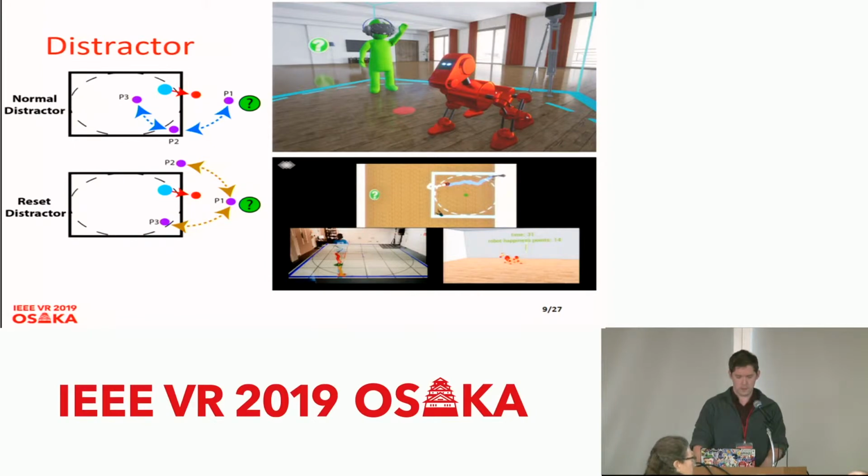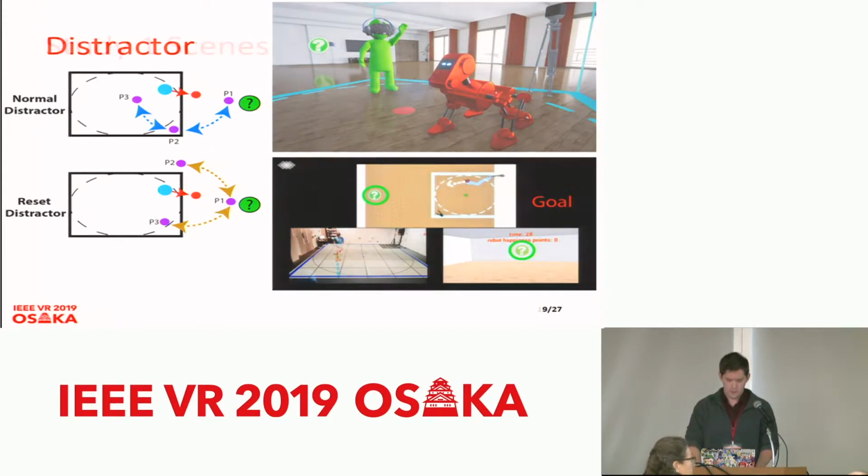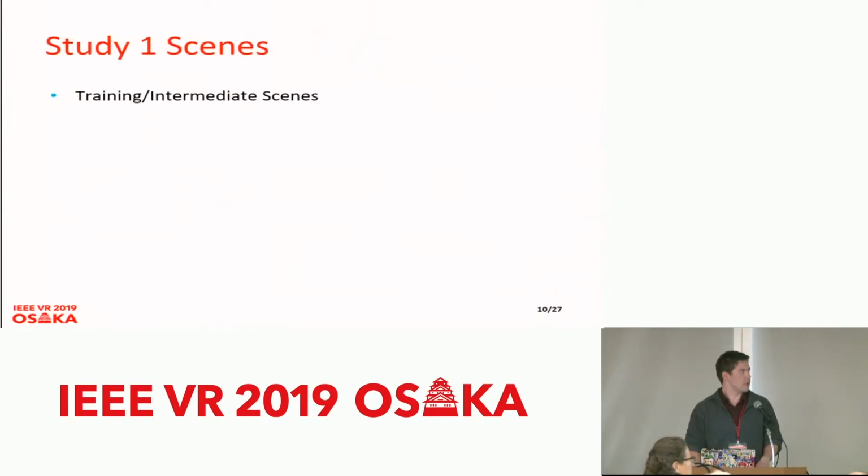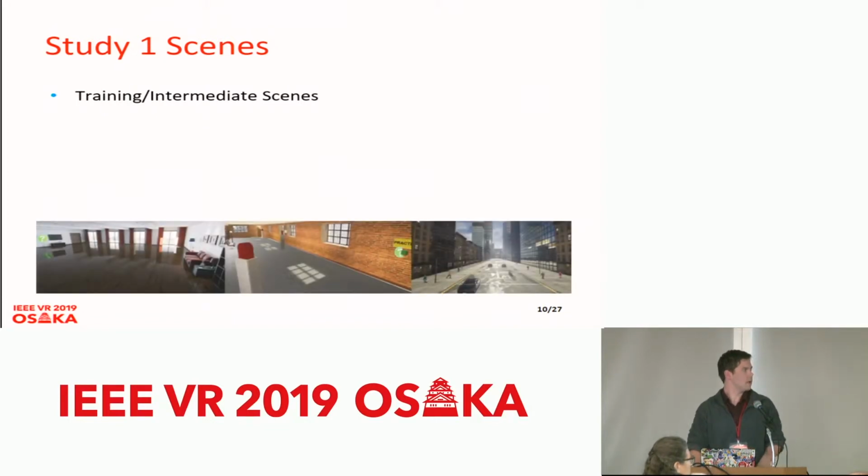In the video, you can see the normal distractor, which moves towards the user's left because that's where we ideally want to turn them. So in the first study, we have some training and intermediate scenes, which I will explain later. And then we have 3 main scenarios that we study.